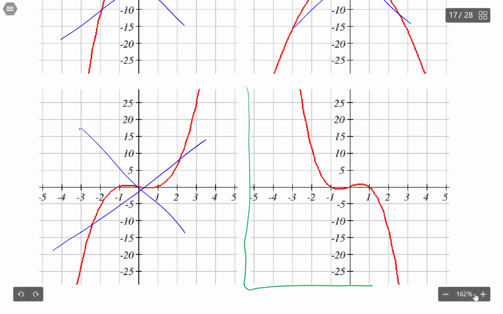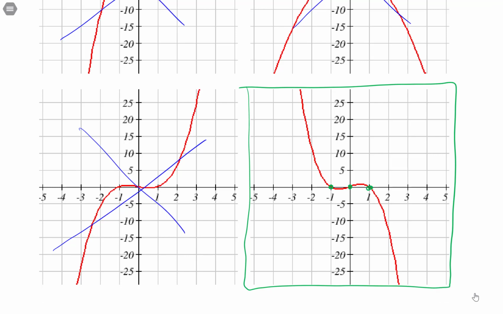It matches up with all our requirements because it has zeros at -1, 0, and 1. At all of those zeros we cross right through the axis, and the end behavior matches up.